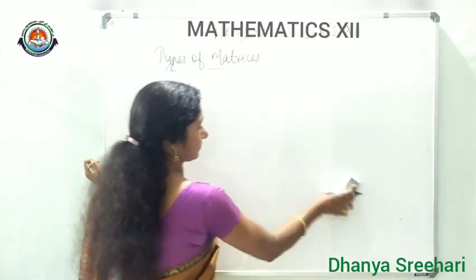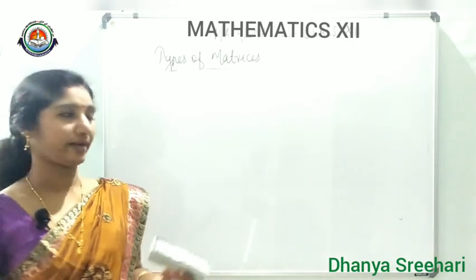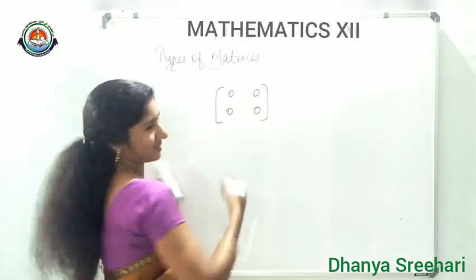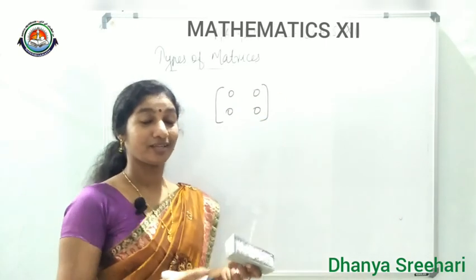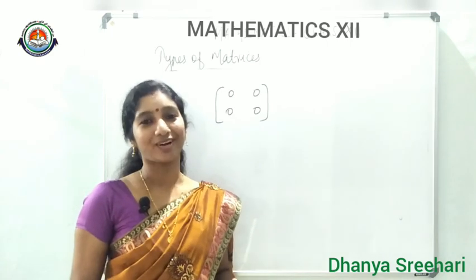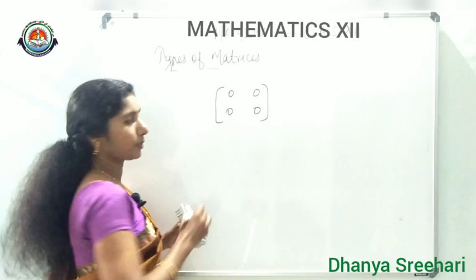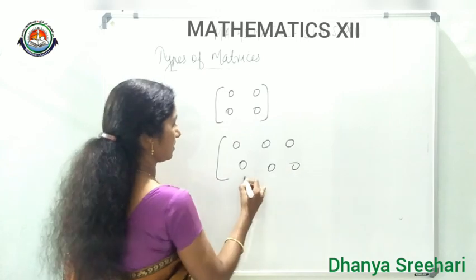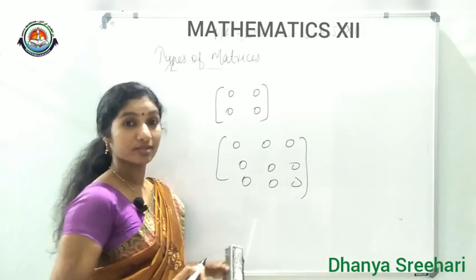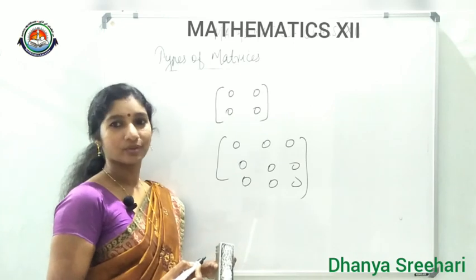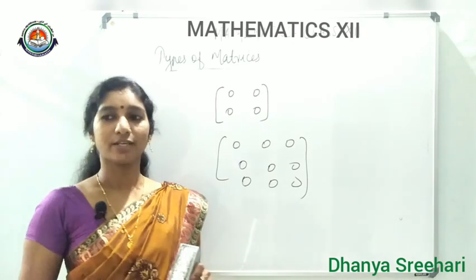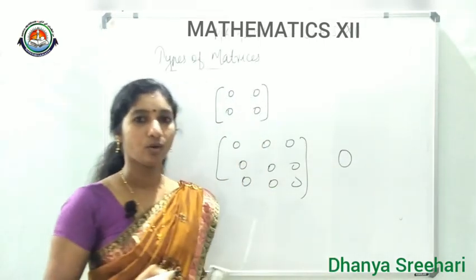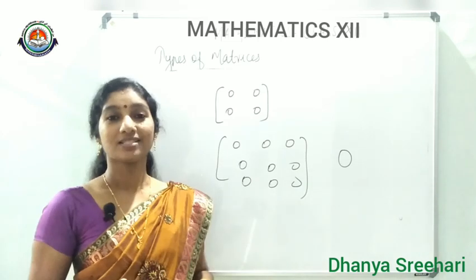Then the next one is zero matrix. Zero matrix means all elements are 0 in a matrix. Not only diagonal elements, not only non-diagonal elements, every element is 0; we will call it a zero matrix. So this is a zero matrix of order 2. And 0, 0, 0, 0, 0, 0, 0, 0, 0 is a zero matrix of order 3. Clear? Zero matrix is represented by the capital letter O. That is the notation for zero matrix.